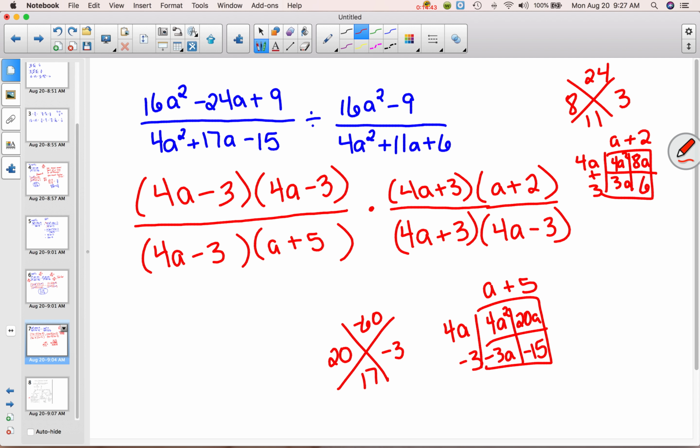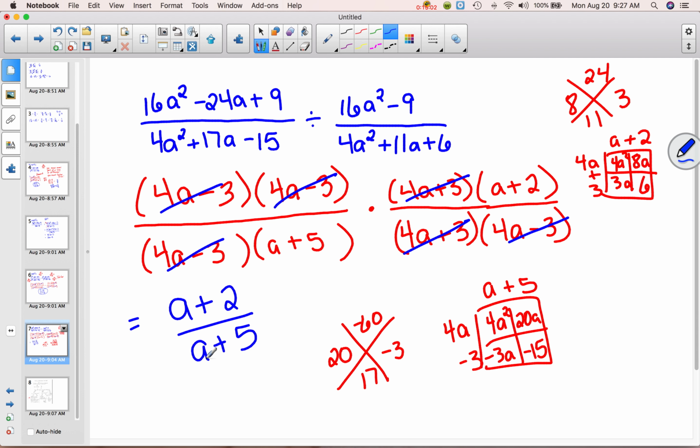All the hard part's done. Now we are just canceling things out. So I have a 4a minus 3. Those can go. Here's another 4a minus 3. Those can go. 4a plus 3. Those can go. This whole thing simplifies to a plus 2 over a plus 5. And do not cancel those a's because they are part of a sum. They are not factored. This is the answer. And that is simplifying rational expressions with multiplying and dividing.